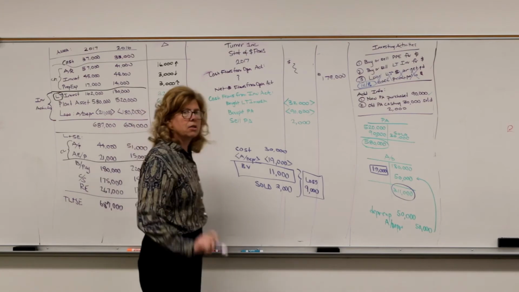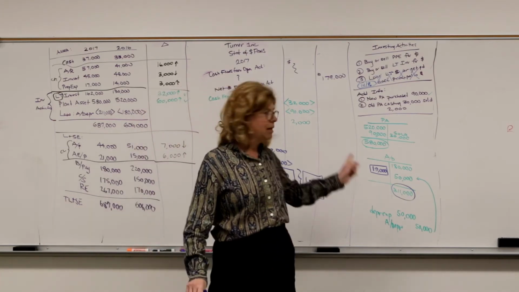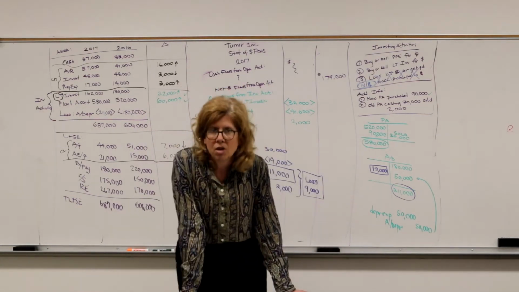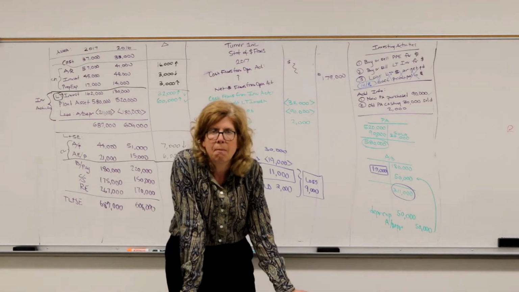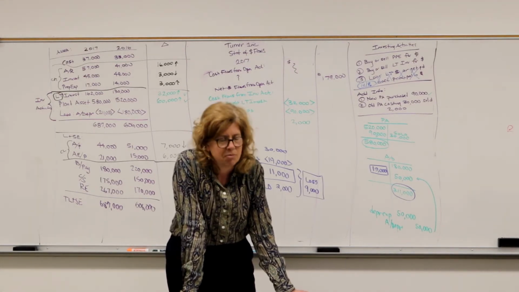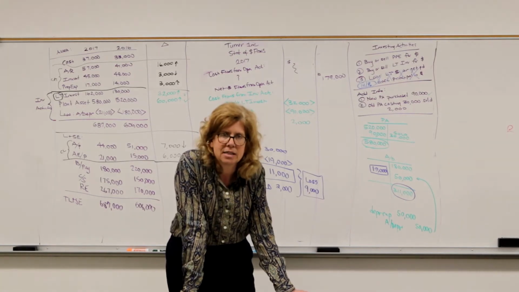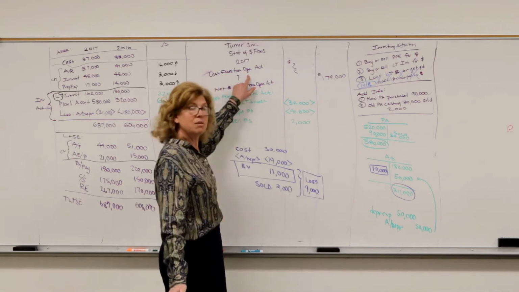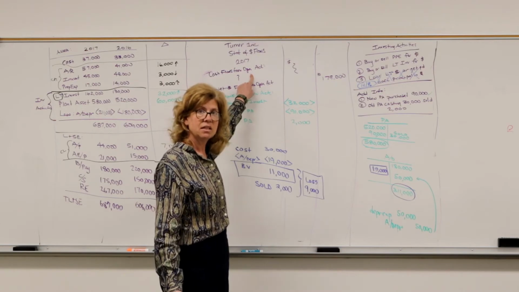Go back and look at your income statement. I know, it had been on the board. I erased it. You go back and look at our income statement. Did we have a loss on the sale of plant assets, $9,000 on that? We did. And did I account for that loss up here in my operating activities? Yes, I did.